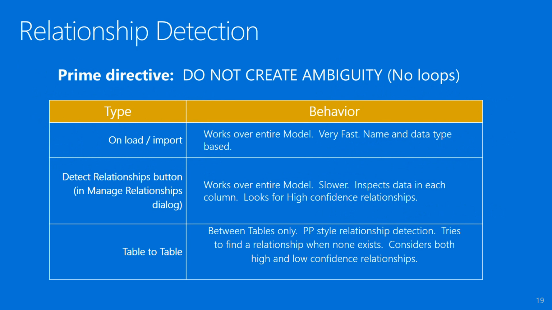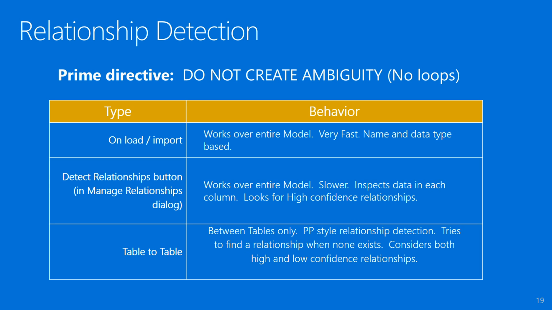So you might be interested in how we do this relationship detection. The prime directive, as you might have guessed, is don't create any loops. We can't, right? So that's the prime directive. And we do it in three different times that you might encounter. The first is that when you're bringing data in on load or import, or when you add data to an existing data model, we'll look at it and say, where can I add relationships? And this is a very fast look.